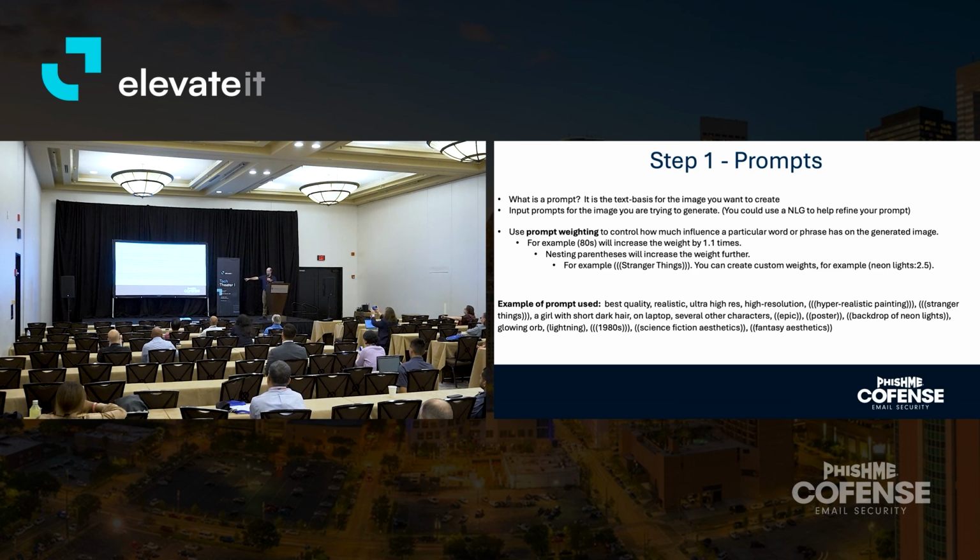Stranger Things, 3 parentheses. A girl with short dark hair, do your best. On a laptop, because we want to put this in a different context. We're teaching you about credential phishing here. Several other characters. I'm going to keep that vague and let the AI do its worst, right? Epic, but only 2 parentheses. Poster, because it's an infographic, I want the layout to not have to be messed with as much as possible. Backdrop of neon lights, glowing orb, lighting, triple parentheses, 1980s. Science fiction aesthetics, fantasy aesthetics.